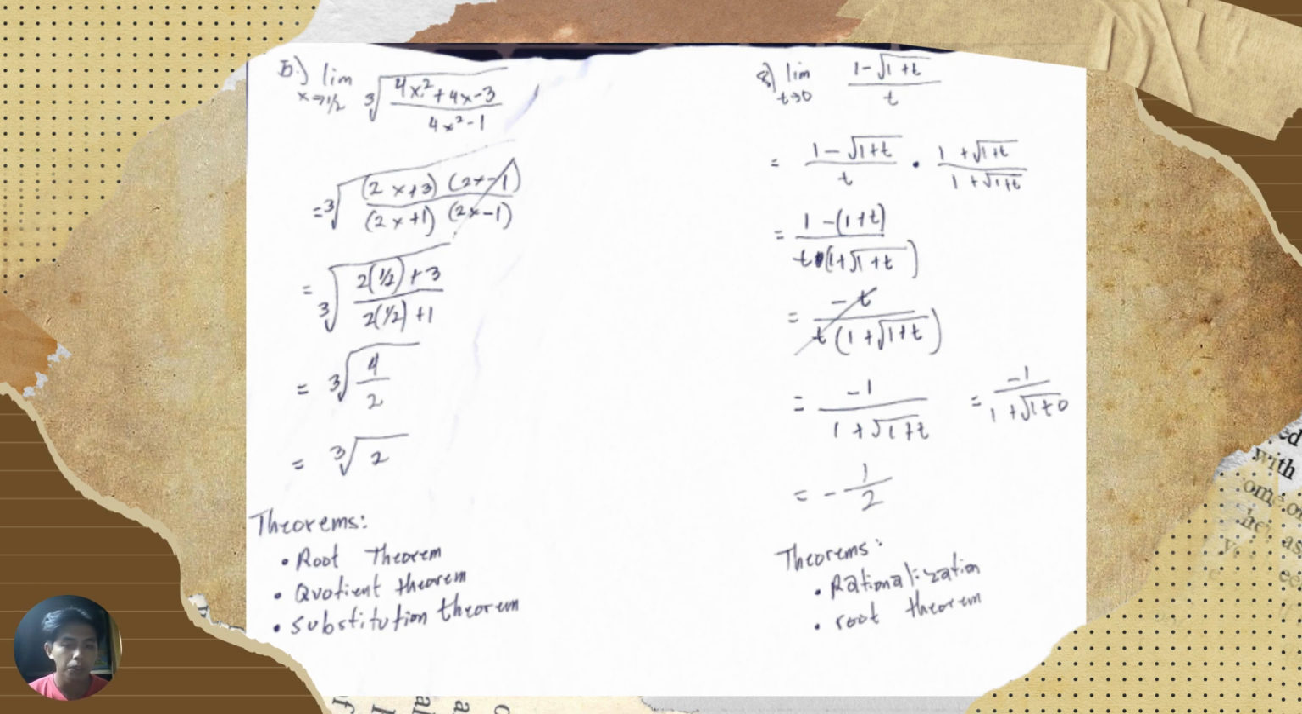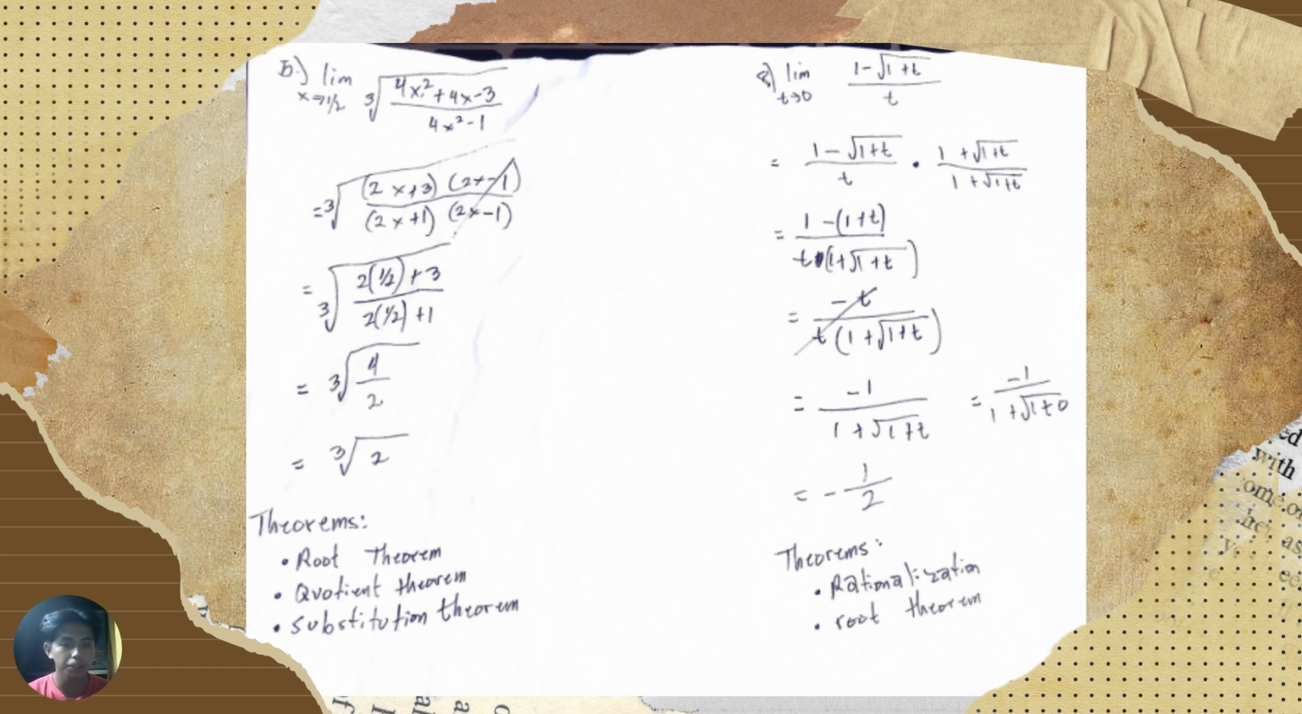so that it becomes the cube root of 2 times 1 half plus 3 over the cube root of 2 times 1 over 2 plus 1, so that it becomes the cube root of 4 over 2, and 4 over 2 equals 2. So your answer would be the cube root of 3 over the cube root of 3 2.